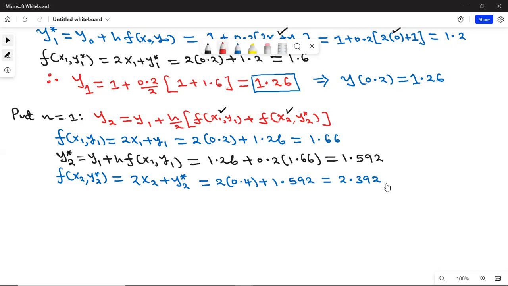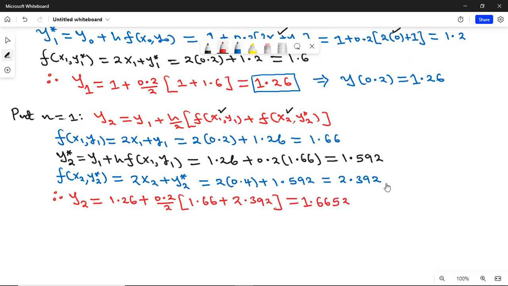So we have everything. Now we can find y2. Therefore our y2 is equal to y1, which is 1.26, plus h over 2, that is 0.2 over 2, into f of x1 y1, which we got 1.66, plus f of x2 y2 star, which we got 2.392. When you press this in your calculator, you need to get 1.6652.